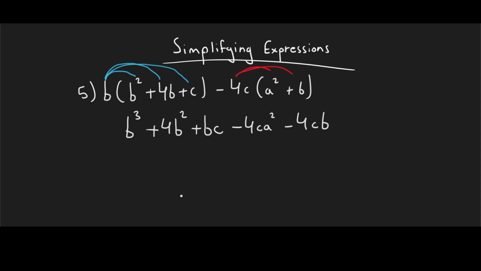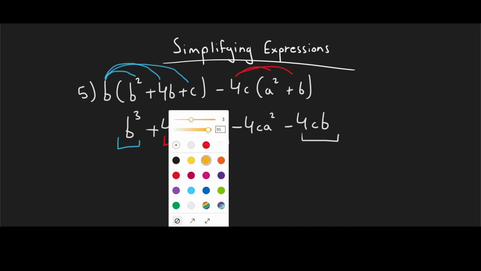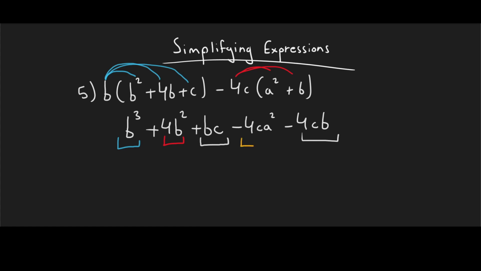Now, let's see how many terms we have in this equation. So we have the b cubed, we have the 4b squared, we also have bc, and remember bc is like saying cb. So we have the cb over here as well, and we have our final term. Let's give this color, the ca squared. So let's combine the terms.